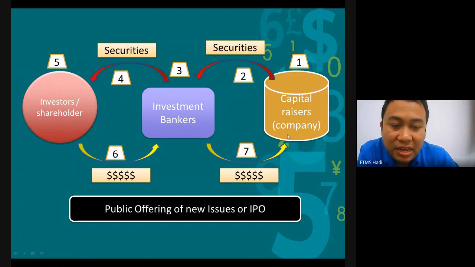Initially, the company will announce to investment bankers and shareholders: dear investors, dear investment bankers, we are from ABC Berhad, ABC Limited Company, and we will issue 1 million new shares to you. If you are interested, you can buy. So the interested investors will purchase securities, which are shares. The capital raisers, or companies, will give securities or shares to the investor, and then the investor will give money, paying for the shares to the company.